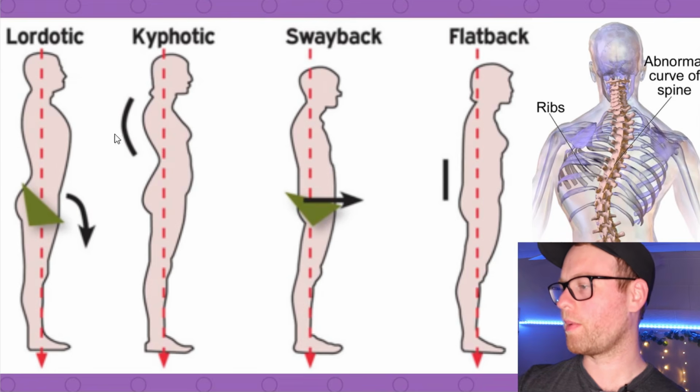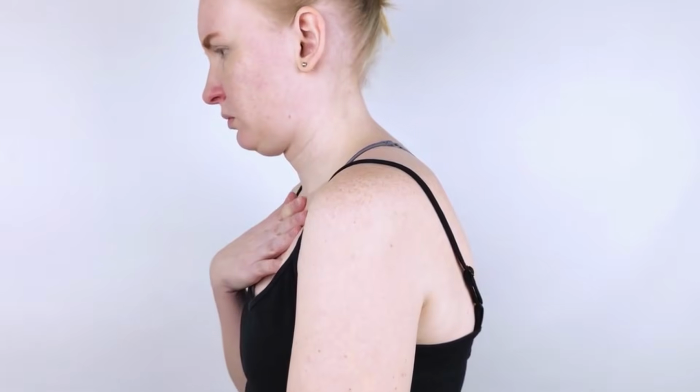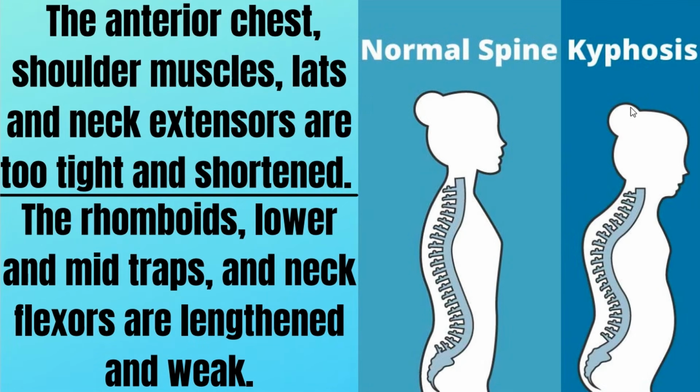So next up, we're going to be talking about this kyphotic posture. And this one is also super common, just like the lordotic posture. Both of these two are very likely to appear on your exam. Anyway, in this kyphotic posture, the anterior chest, shoulder muscles, lats, and neck extensors are all too tight and shortened. The rhomboids, lower and mid traps, and neck flexors are all lengthened and weak. And of course, if we're looking at someone who has too great of a kyphotic curve, it pretty much looks like this hunchback or this dowager's hump thing. Doesn't really matter what you call it. It goes by many names.